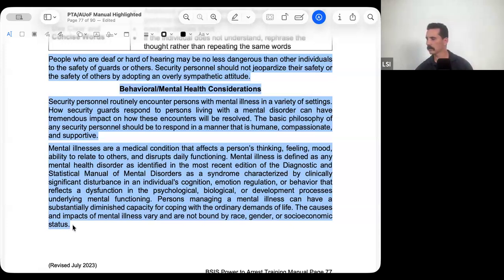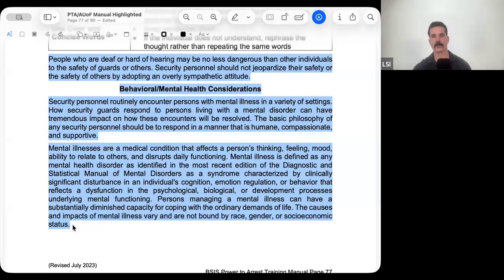Security personnel routinely encounter persons with mental illness in a variety of settings. How security guards respond to persons living with a mental disorder can have a tremendous impact on how these encounters will be resolved. The basic philosophy of any security personnel should be to respond in a manner that is humane, compassionate, and supportive.